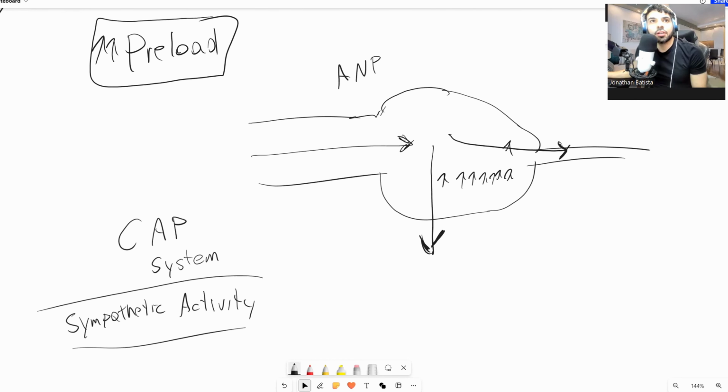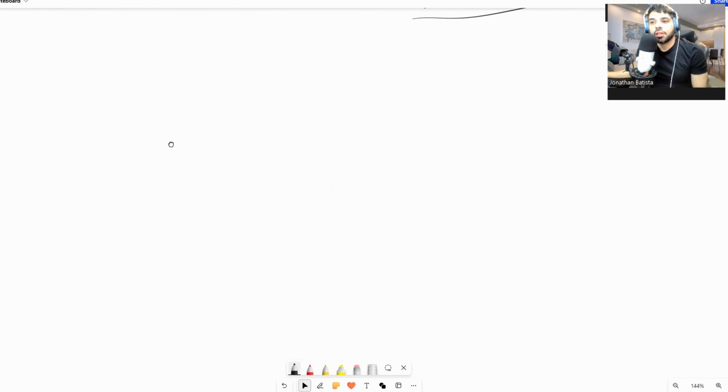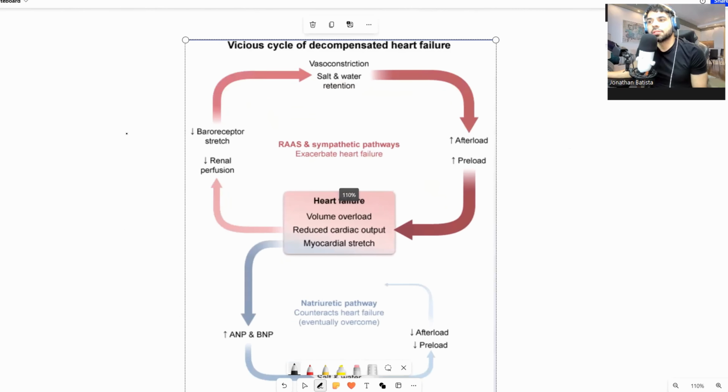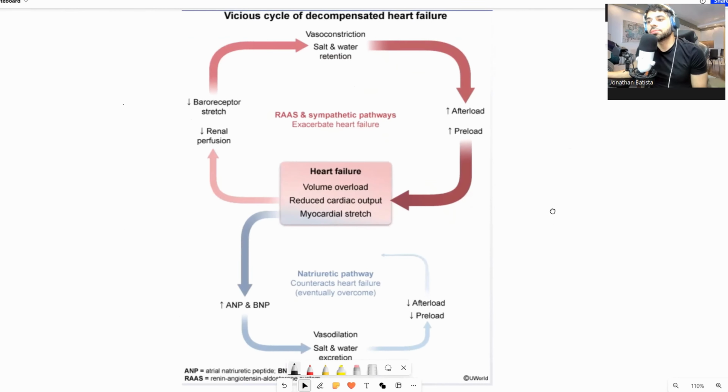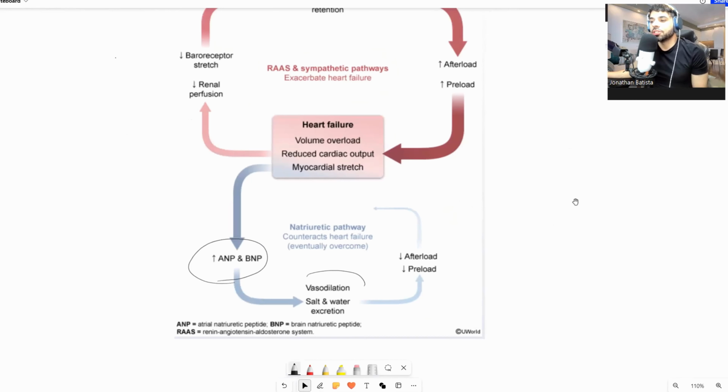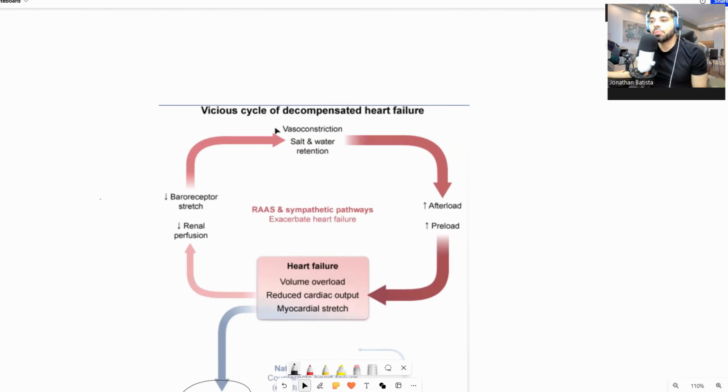And look at, for example, this is straight from UWorld. I'm going to show you guys. I mentioned this before. Take a look at this. Decompensated heart failure. This is the issue. Volume overload, myocardial stretch. You have a reduced cardiac output. Why? Because the Frank-Starling mechanism no longer is functioning like it should. Remember, that's the issue here with this congestive heart failure. So then you stimulate ANP and BNP. Then you'll have vasodilation, salt and water retention, decreased afterload and preload. And then the whole pathway keeps going on, keeps happening, gets worse.